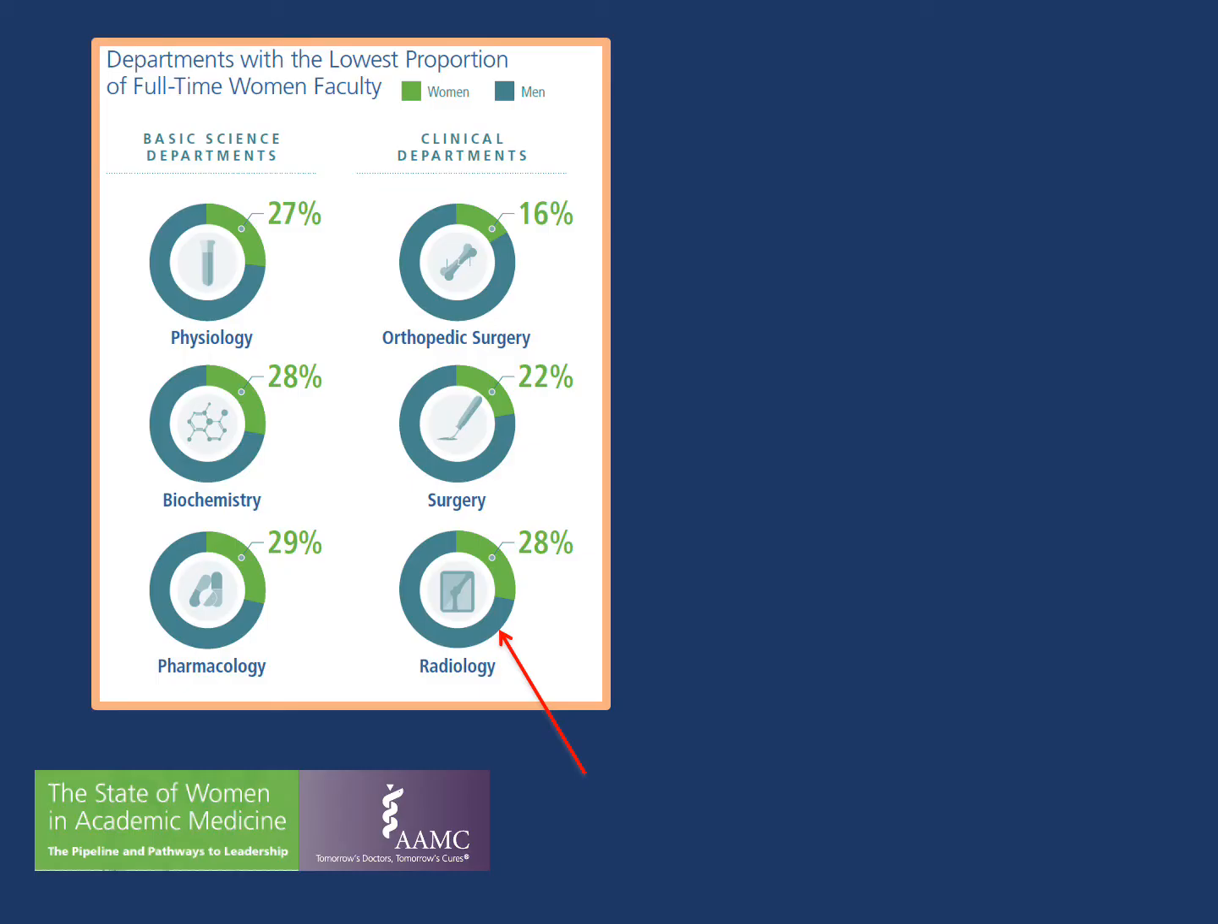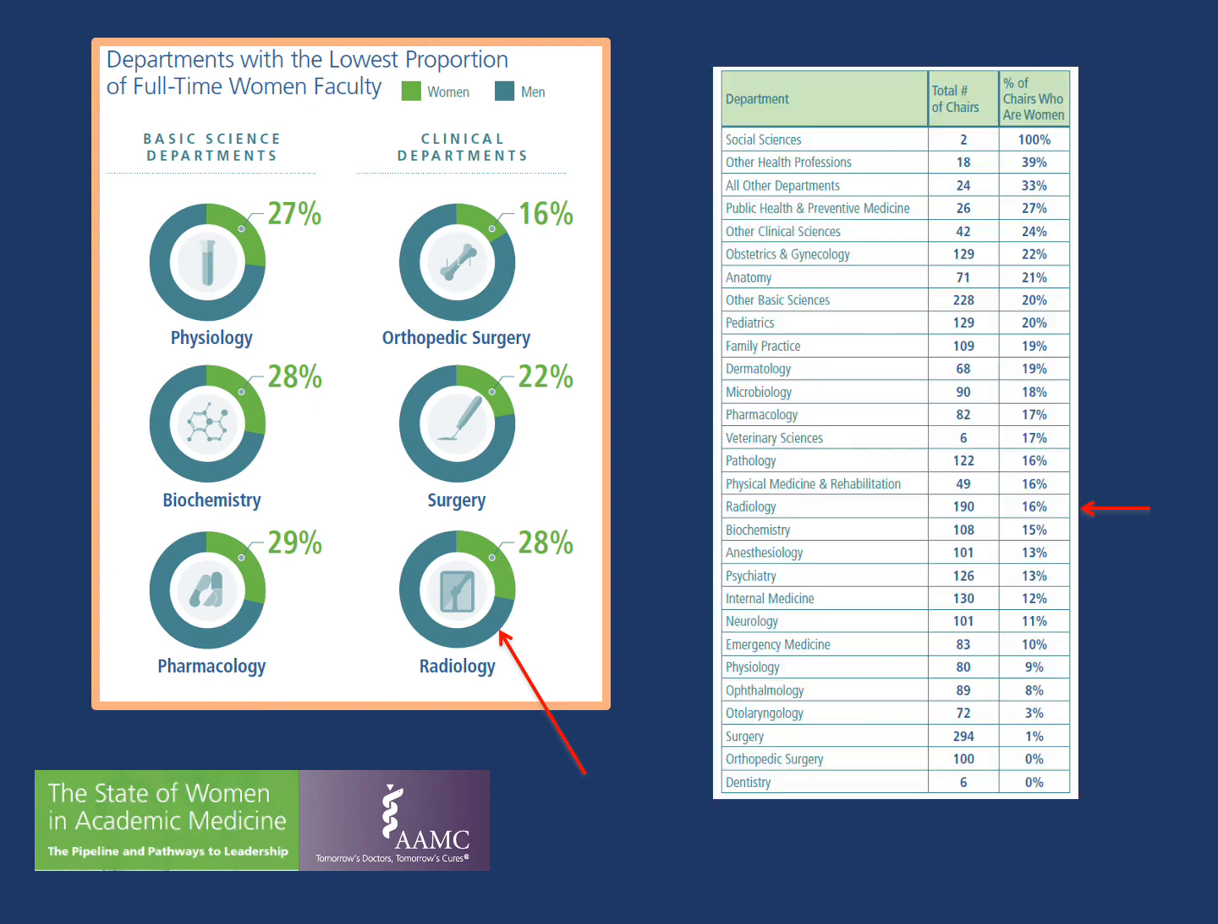With regard to academic departments, the AAMC ranks radiology among the academic specialties with the lowest proportion of full-time women, 28%, and among the lower percentage of chairs who are women, 16%.